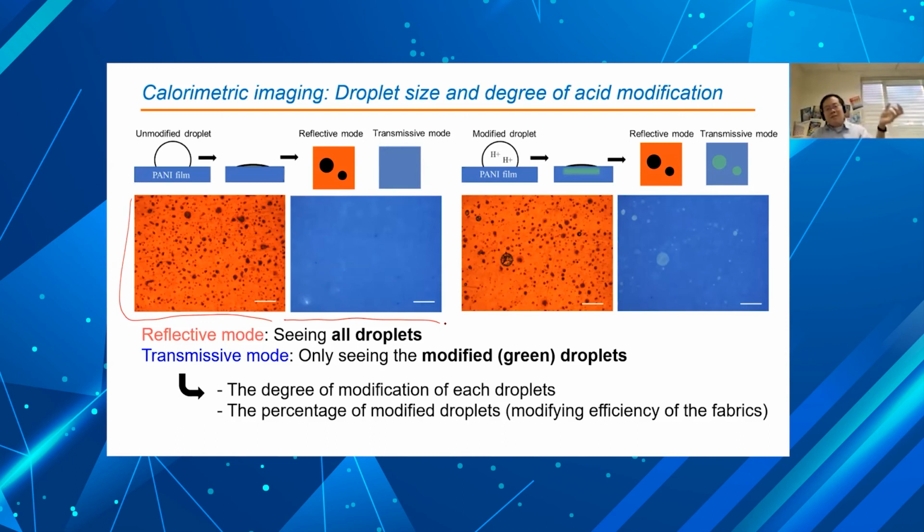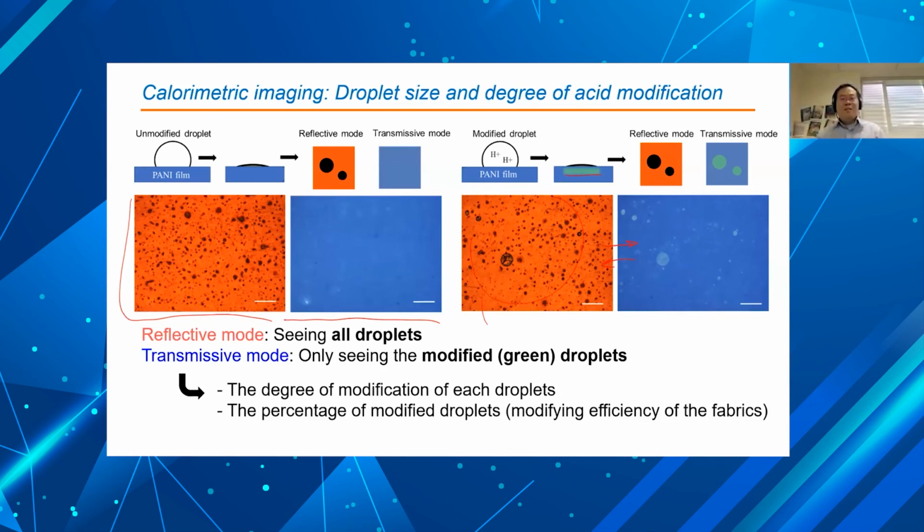But now if you have acid-modified droplets, they can dope the polyaniline film here and turn it from blue to green. That's why under reflectance mode, you still see all the droplets. But when you turn on transmission mode, only those green enough spots become visible. Green enough means that they have been modified by a sufficient amount of acid, because we understand that the escaped droplets, each individual one of them, will have a different acid concentration. Some are modified, some are not modified at all. And this turns out to be a way to tell which particular droplets are actually being modified.